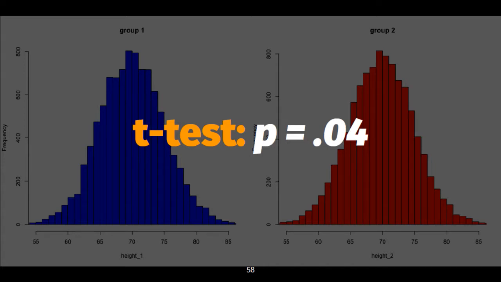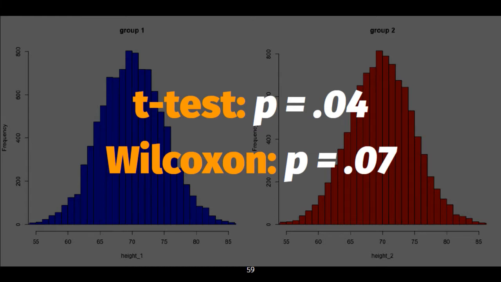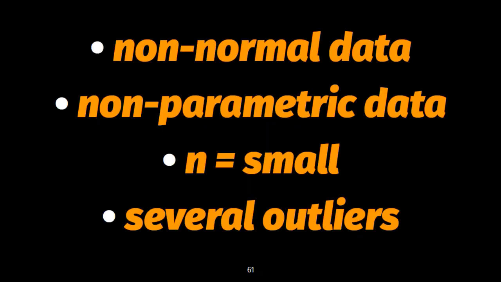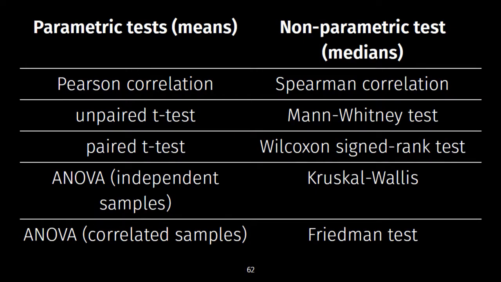Suppose I throw in the non-parametric correlate, the Wilcoxon. Its p-value is a little higher, so I was trying to use the wrong tool at the right time. But in general, non-parametric tests will work in most situations, and finding a significant drop in power will be rare. Okay, so if any of this is wrong with your data, use one of these.